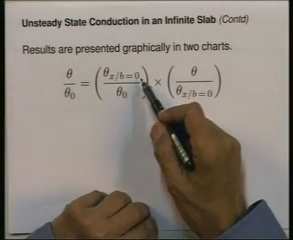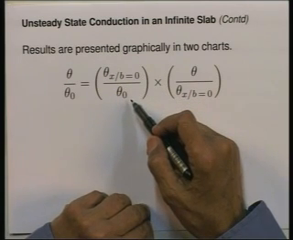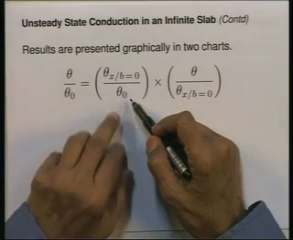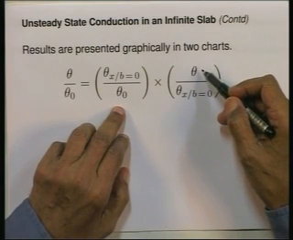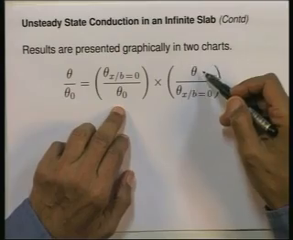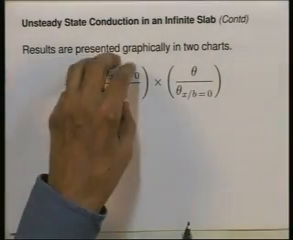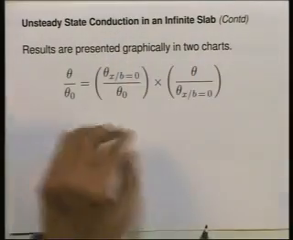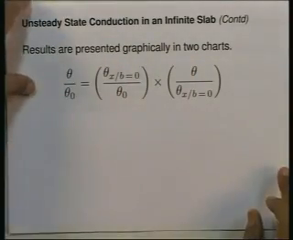Theta at x by b equal to 0 is the theta on the center line, and theta 0 is the initial difference of temperature T 0 minus T f. Theta is the temperature at any point in the slab at any time minus T f. So, we are splitting up this theta by theta 0 into these 2 quantities, the product of which gives me theta by theta 0, and the graphical representation is as follows. Now, let me show it to you.